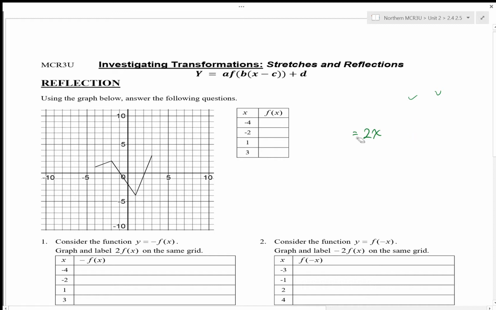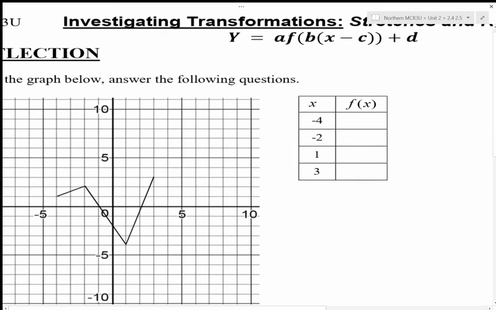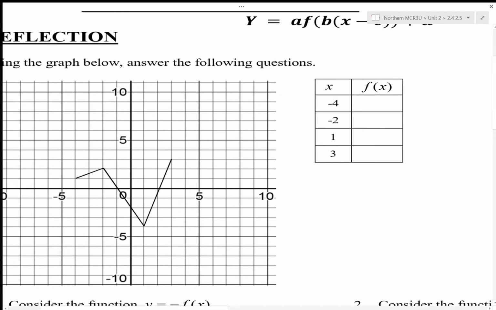Okay, so let's take a look at the investigation. We did this already in class, but I'm just going to go over it again. In this case, we have this graph. It's a function graph. It ends at negative 4 comma 1, and the other end is 3 comma 3. Based on this, we just need to look at where the line changes its direction.